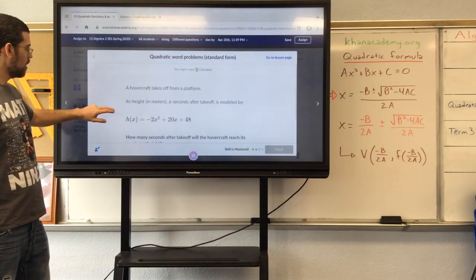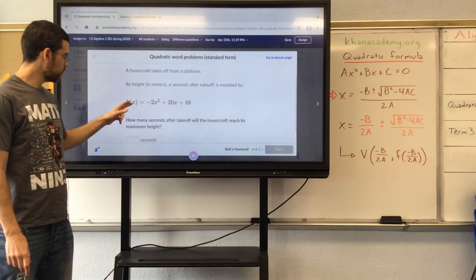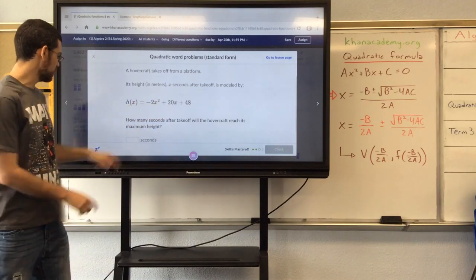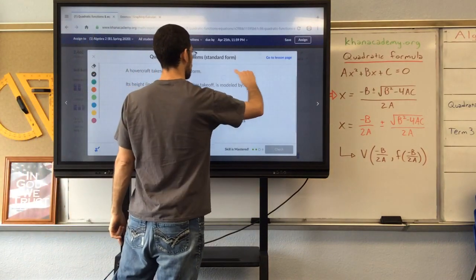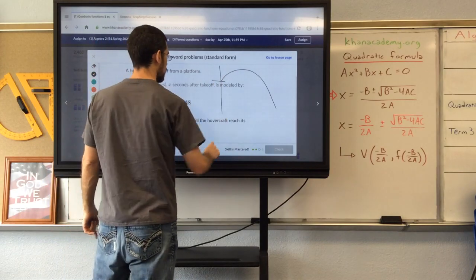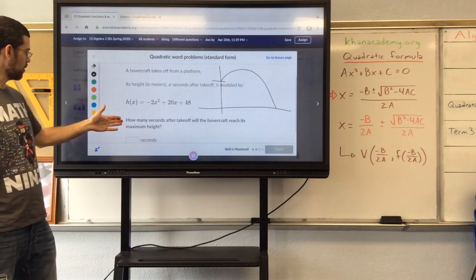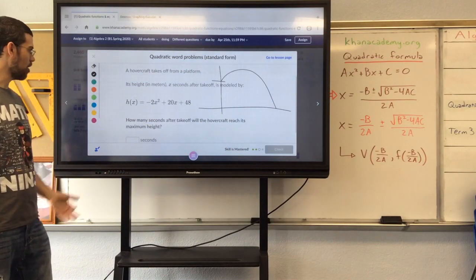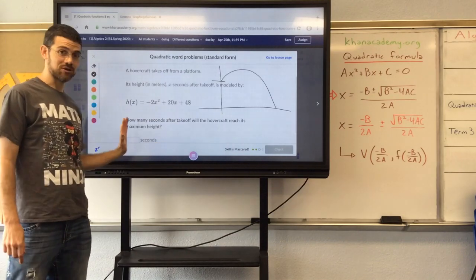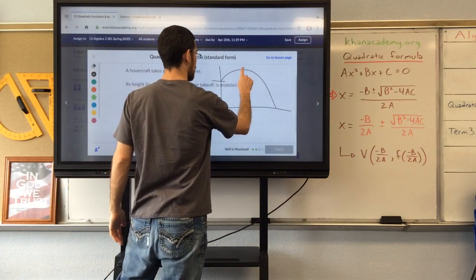Next question. A hovercraft takes off from a platform. I'm looking at this. Function is going to give us information about that. I see that it's a parabola that opens down, so I'll just draw that. Started on a platform. Something's falling. We're going to hit the ground sometime here. So, how many seconds after takeoff will the hovercraft reach its maximum height? So what point on the parabola is the maximum height? It'll be the vertex. That's as high as it gets, right here.